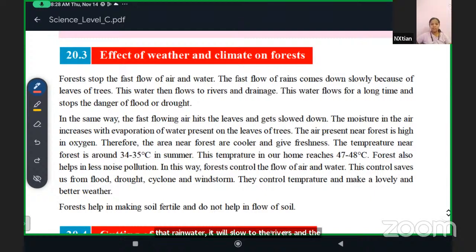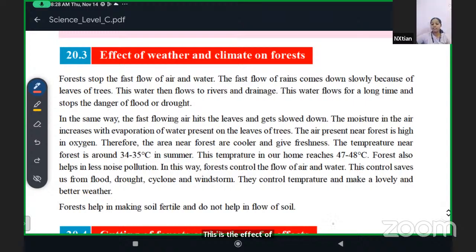Okay, it will slowly flow to the rivers and drainage instead of pouring and collecting and flooding that place. That will not happen in a forest region. That doesn't mainly happen in forest regions, but the rain will slowly fall down and the water will flow in the rivers and the drainage. So this is the effect of weather and climate on the forest.